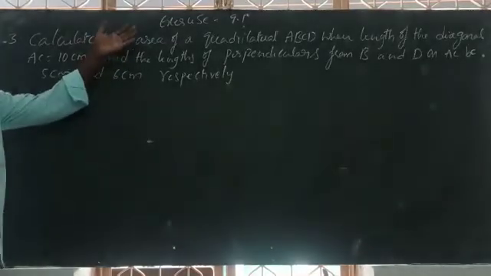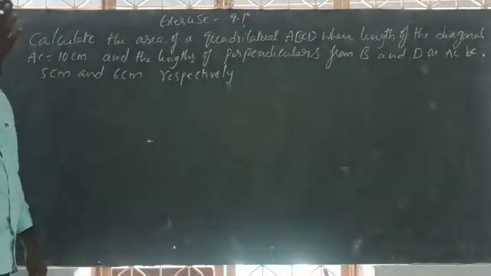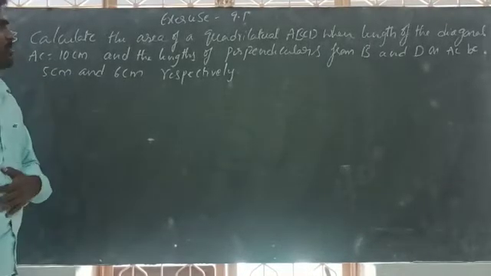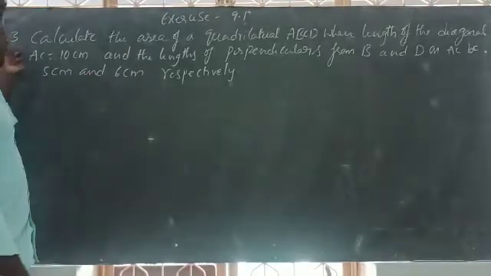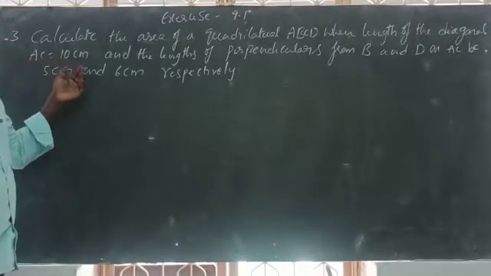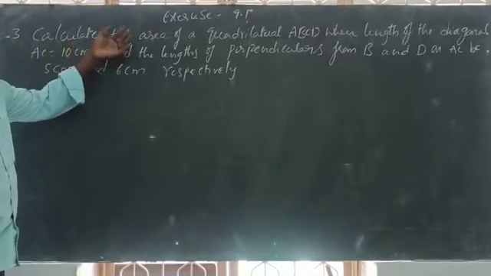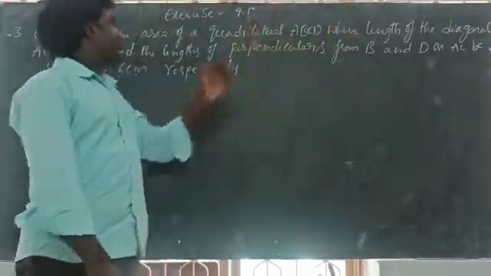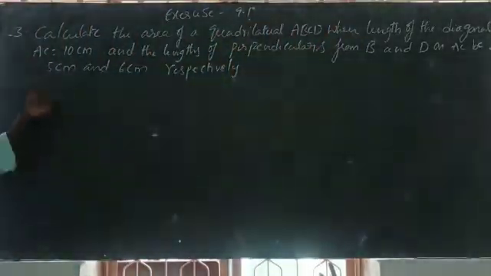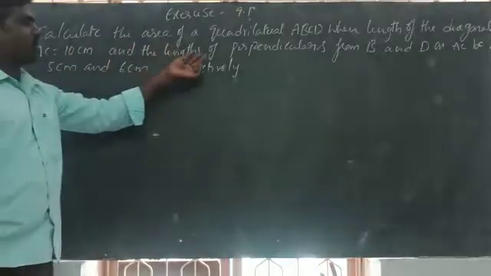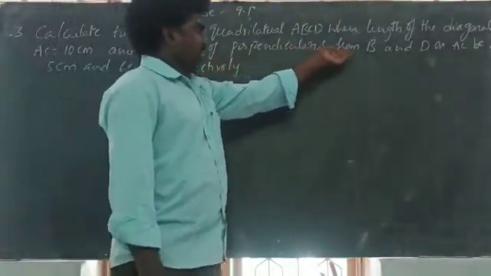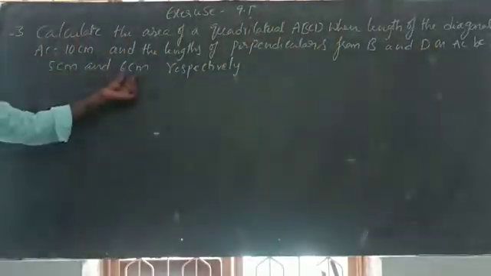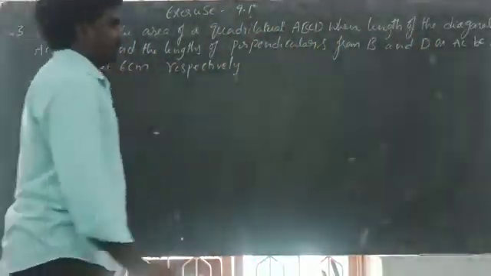Students, today I am teaching 8th class, 9th chapter, Area of Plane Figures, first exercise. The third question. What is the question? Calculate the area of a quadrilateral ABCD when the length of the diagonal AC is equal to 10 centimeter and the length of perpendiculars from B and D on AC are 5 centimeter and 6 centimeter respectively.